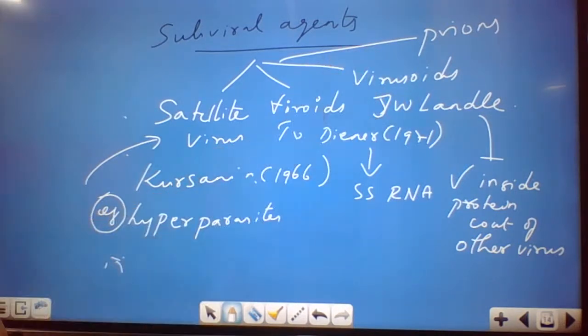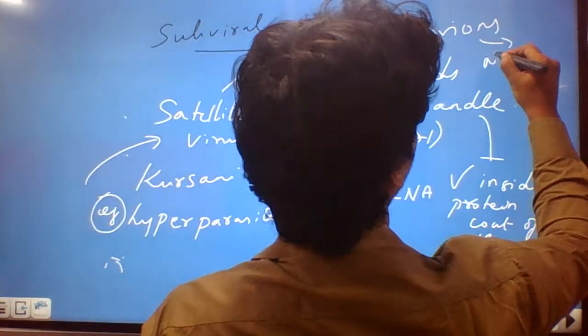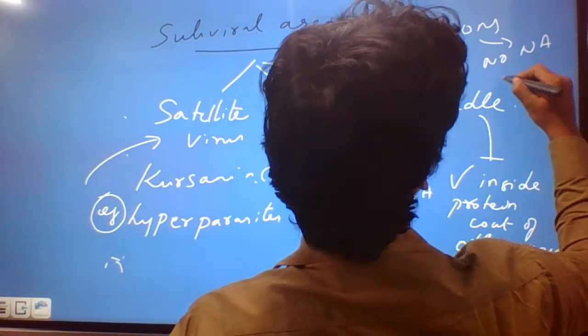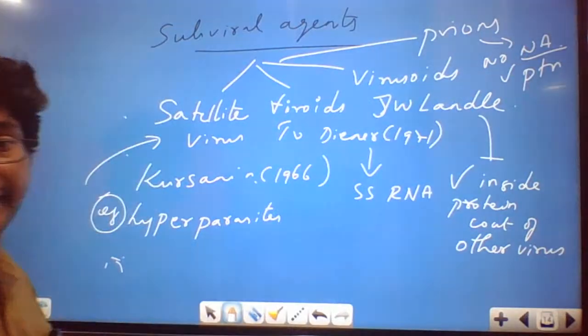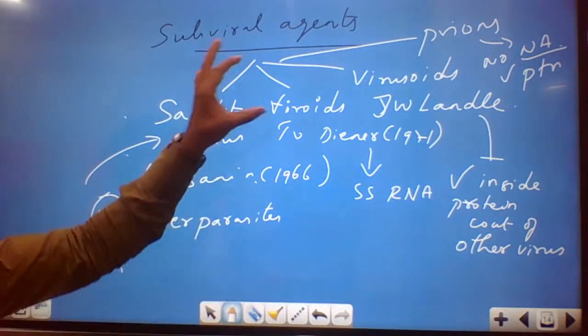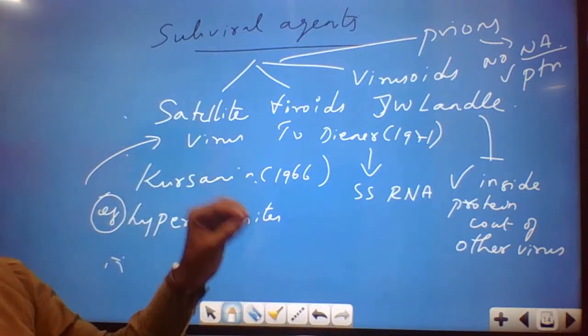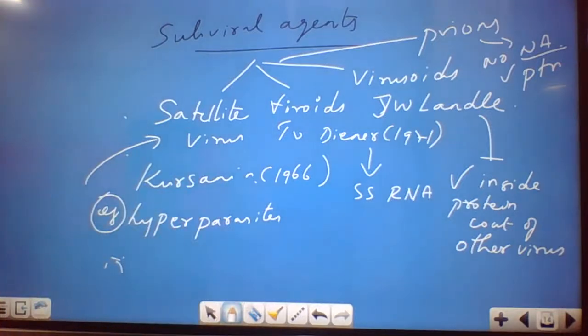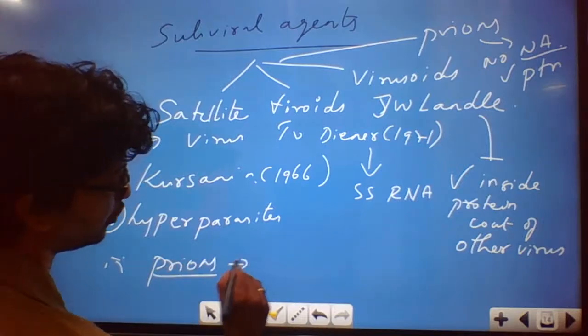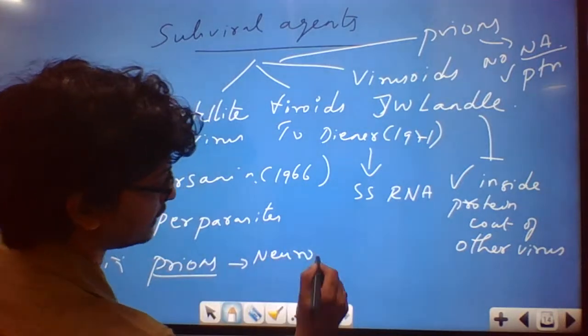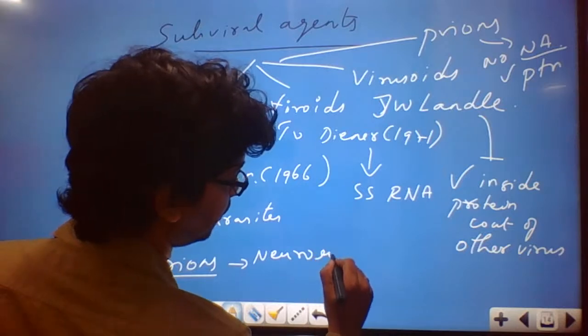Prions have absolutely no nucleic acids. No nucleic acid, guys. Here you could see only the protein. NA is nucleic acid. Prions don't have nucleic acid. In prions, you need to understand that they are responsible for neurodegenerative disease. You need to know examples of neurodegenerative disease.